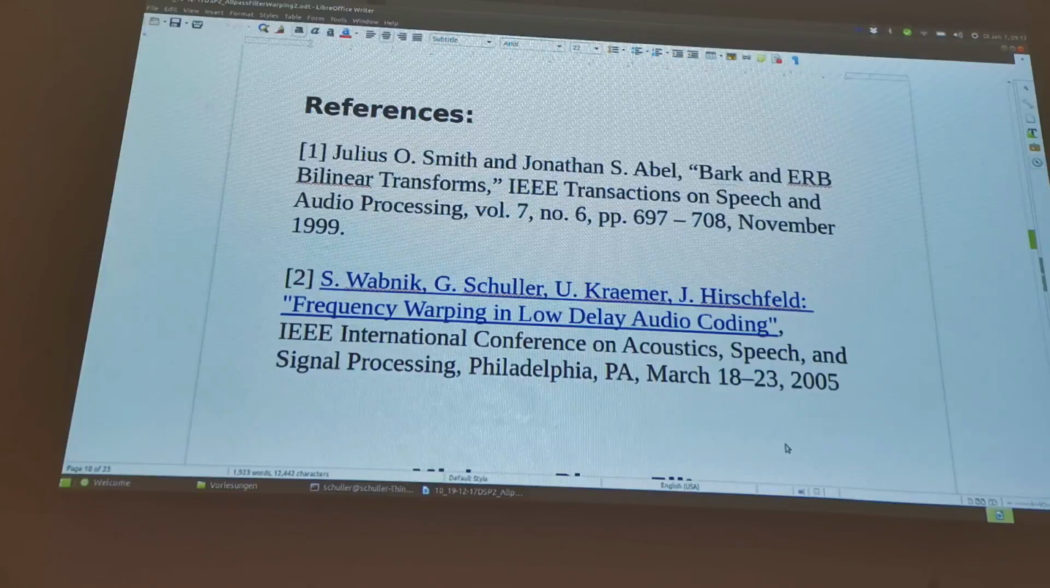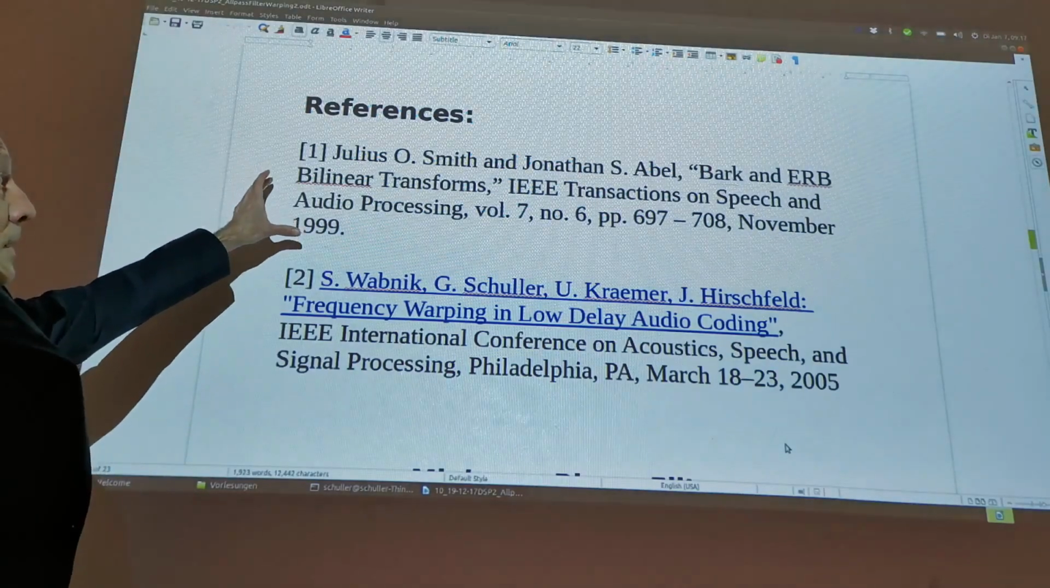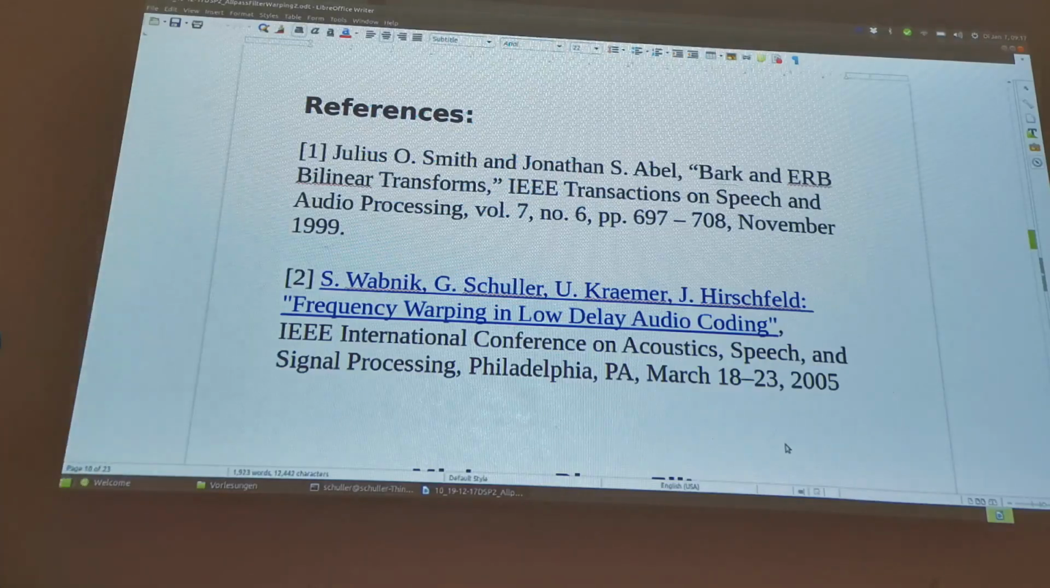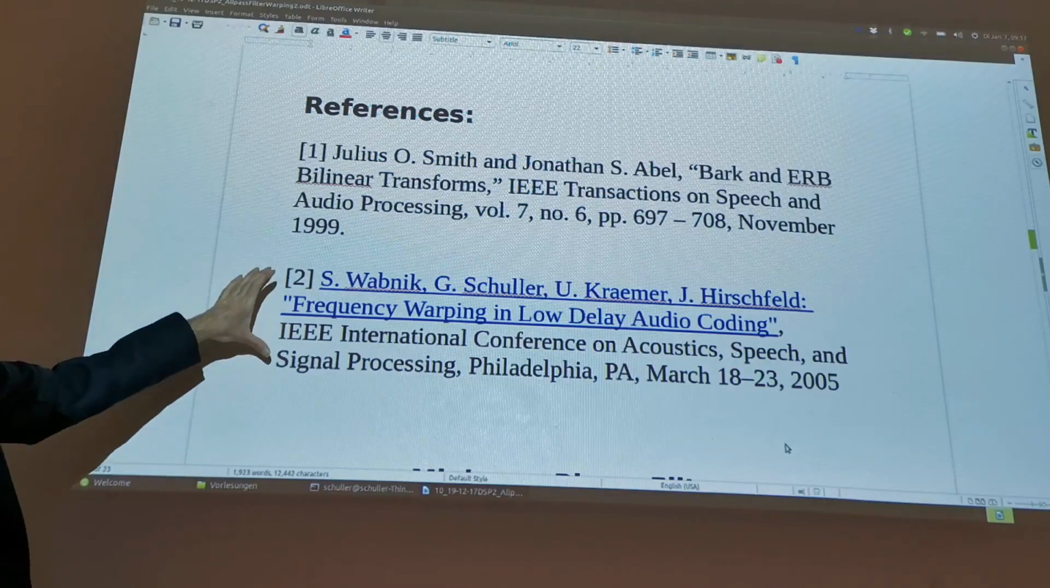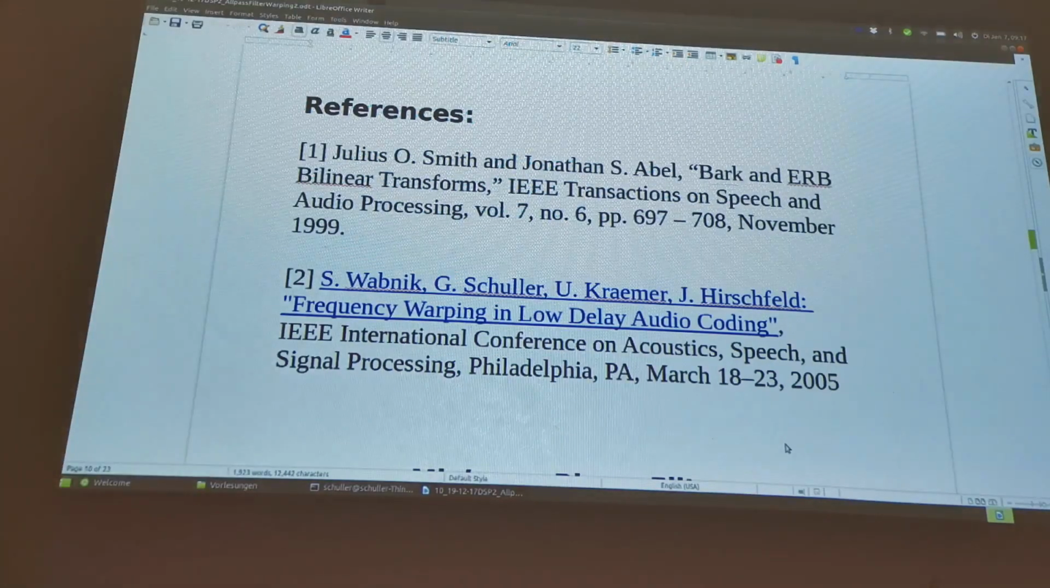Right. So here are some references. Here is the paper where you can see the formula for the A coefficient. And here is one of our papers where we actually used warping to obtain a low delay audio encoder.